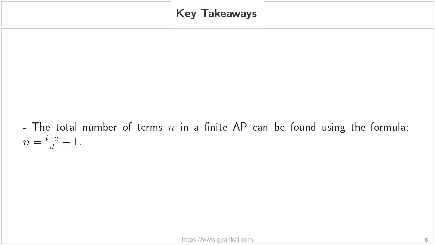Key takeaways. First, remember the core formula we've developed throughout this session. To find the total number of terms, which we call n, in a finite arithmetic progression, you can use the formula: n equals the quantity (L minus a) all divided by d, plus 1. This formula is essentially a shortcut that saves you from having to list out every single number in the sequence.